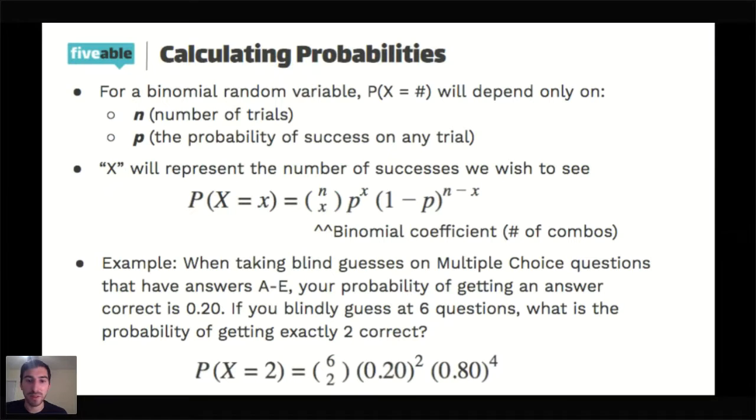And so I'm hoping that you can see from this situation how the formula might look. But then I'm going to show you another way to get it on your calculator. So take a look at this. Notice P is the probability of success. X is the number of questions I want to get. So that's where the 0.20 to the second power is. 0.80 to the fourth power shows up because that's the number of failures that will happen in this situation. And then that coefficient in front, that 6 choose 2.